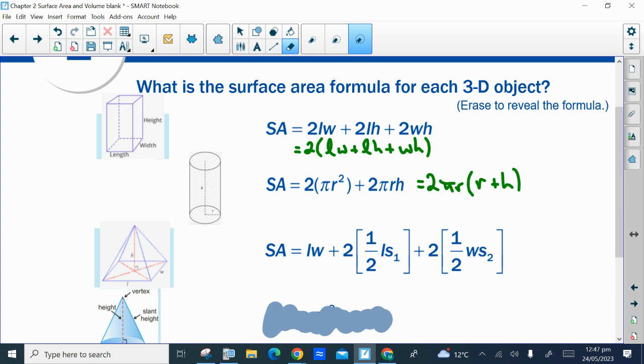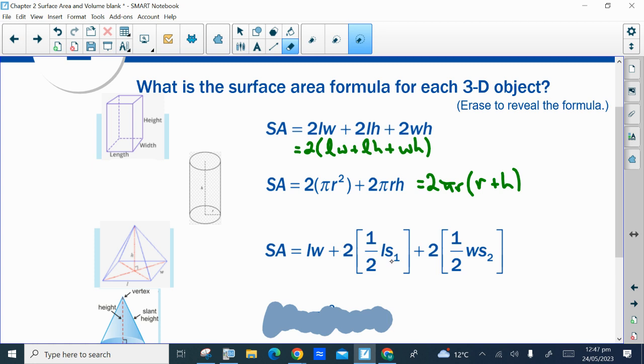So that's the original formula. The first part, length times width, comes from the length and width of the base. It's either square or rectangular. Then you've got 2 sets of triangular faces. The front and the back have a base of L and a slant height. But there's 2 of them, front and back. That's where the 2 comes from.